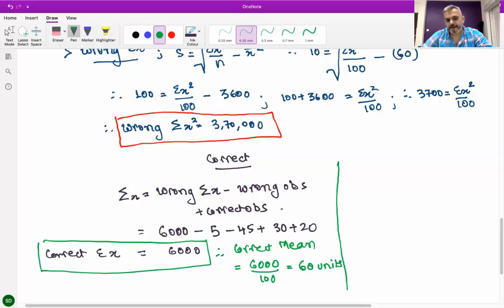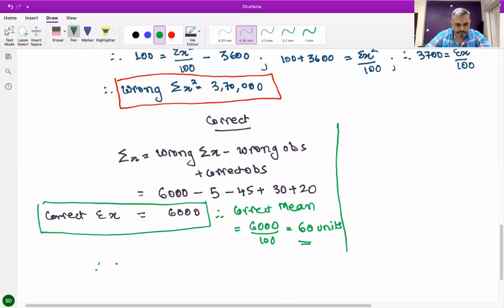So we have rectified the sigma x, and coincidentally it remains the same, the wrong and the correct, because we have taken 5 and 45, which is 50. It is also replaced by 50. So minus 50 plus 50, it remains same. So new mean is also 60. Therefore, new mean or corrected mean, let's use the word corrected, is equal to 60 units.